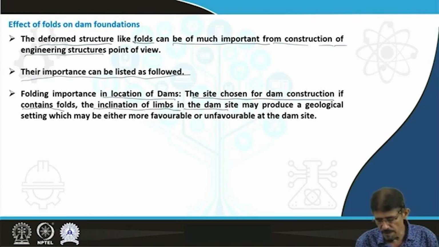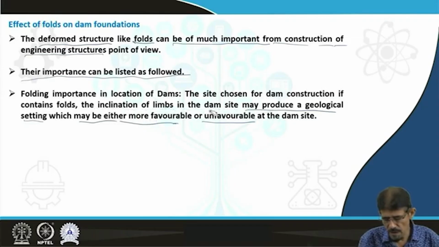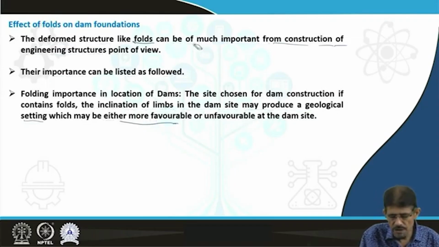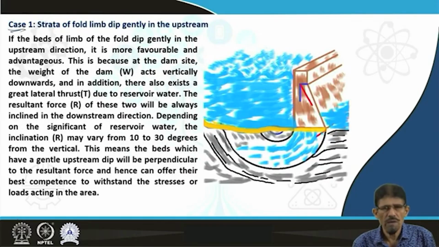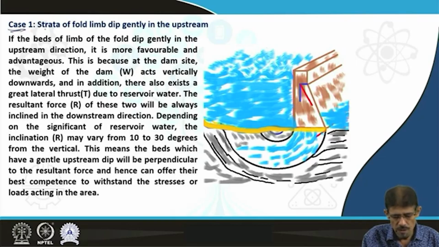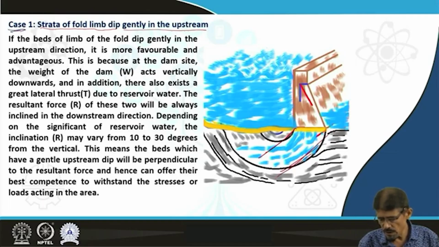The inclination of limb in the dam site may produce a geological setting which may be either favorable or unfavorable at the dam site. So the presence of fold may be favorable and may be unfavorable. The presence of beddings also is sometimes favorable, sometimes unfavorable, but presence of joints is not favorable, and unconformity is also not going to support due to the interface present in unconformities. First case, we are going to discuss the strata of fold limbs dipping gently in upstream. Here, strata of fold limb dipping gently towards the upstream side.